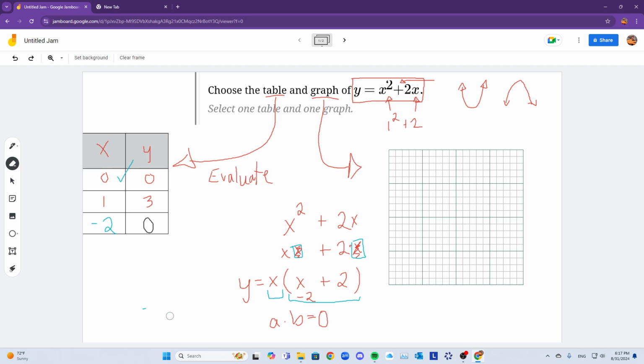Let's plug in negative 1. What would happen if we plug in negative 1 into this equation? We get negative 1 squared plus 2 times negative 1. Now, 2 times negative 1 is negative 2, plus positive 1, because negative 1 squared is positive. You get negative 1. Boom. So there you go. Now you get a good table that's already showing you the x and y values.